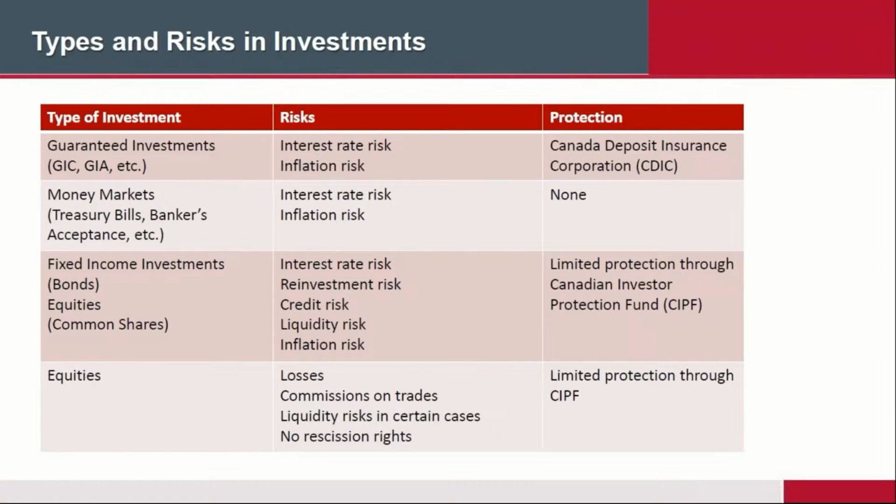If you invest your money into GICs or GIAs, in other words, guaranteed investment accounts, all that stuff, obviously the risk is very low, but still there's risk. And the biggest risks you have with guaranteed products are interest rate risk and inflation risk. Remember that inflation erodes purchasing power. So if you had $5,000 today and it buys $5,000 worth of goods today, at a certain rate of inflation, 10 years from now it may only buy $4,000 worth of goods. So there is the risk of inflation.